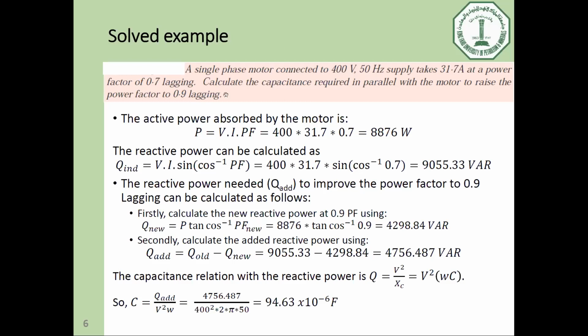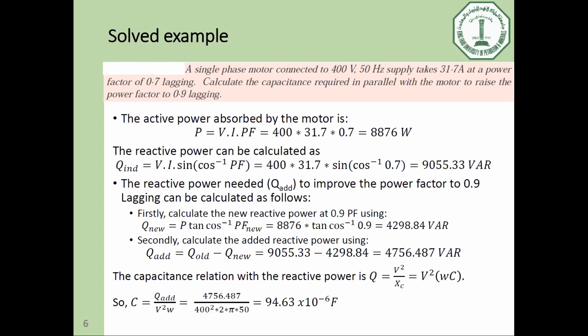What is required here? Calculate the capacitance required in parallel with the motor to raise the power factor to 0.9 lagging. So it's similar to the example described in the previous slides. We should add a capacitor, or whatever number of capacitors, at the terminal of the load in order to compensate the power factor.